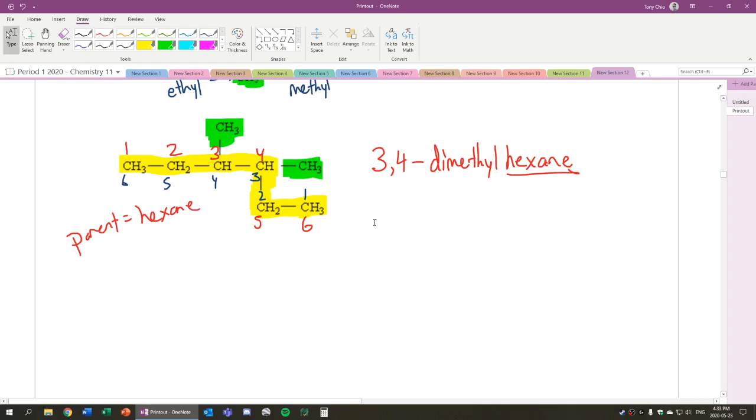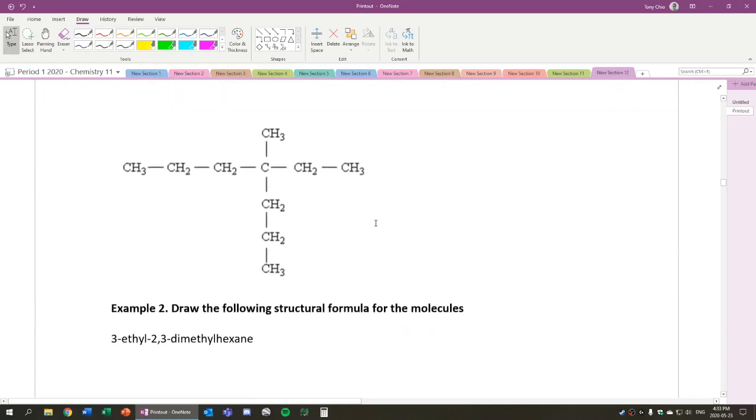So let's look at our last example. In our last example right here, first of all, let's find our parent chain, our longest chain. So if we were to count this, we have 1, 2, 3, 4, 5, 6. Okay, that's a hexane group over here. So is there a longer one? Okay, let's see. 1, 2, 3, 4, 5, 6, 7. There's a heptane group right here. So this is our longest chain, our heptane group. Being that our heptane group is the longest chain, that's our parent chain. So our parent this time, again, is heptane.